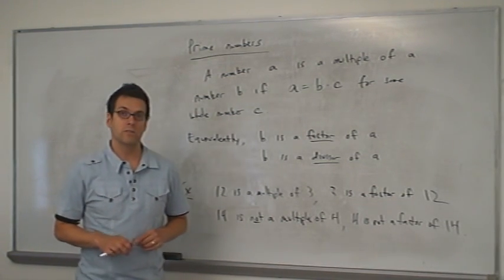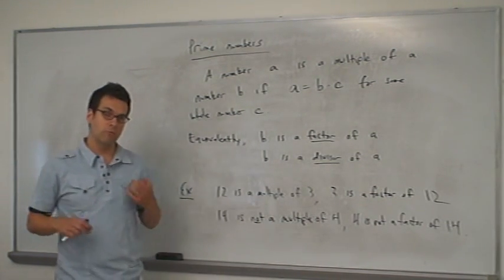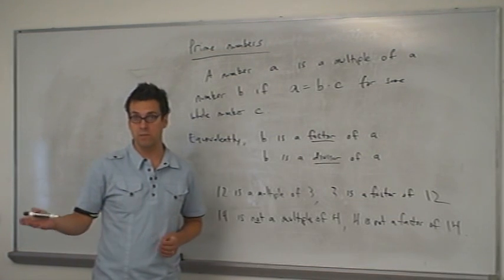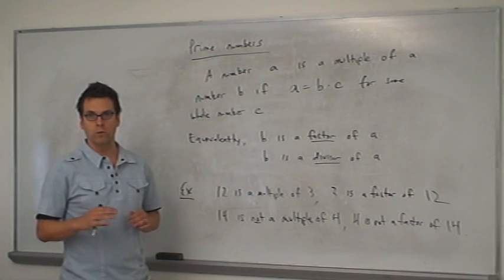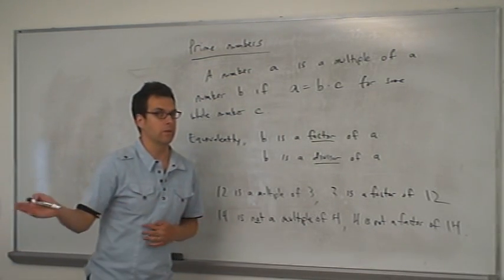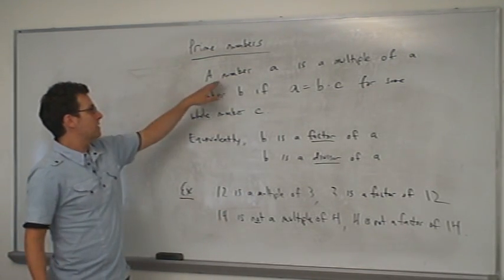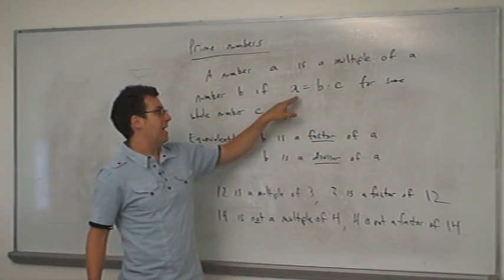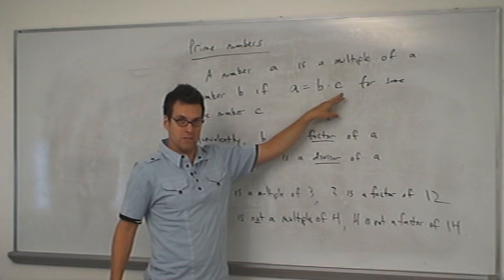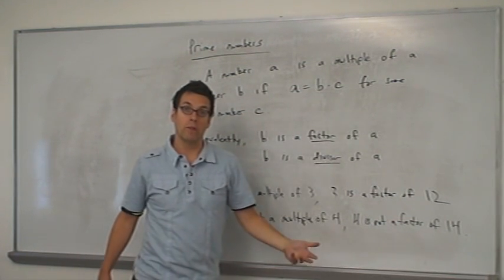Okay, so now we're going to discuss prime numbers. And before we introduce the topic of a prime number, I first want to review a definition that will be useful not only in this clip, but in the next couple to come. We say that a number A is a multiple of another number B if A is equal to B times some C, where C is just some whole number.